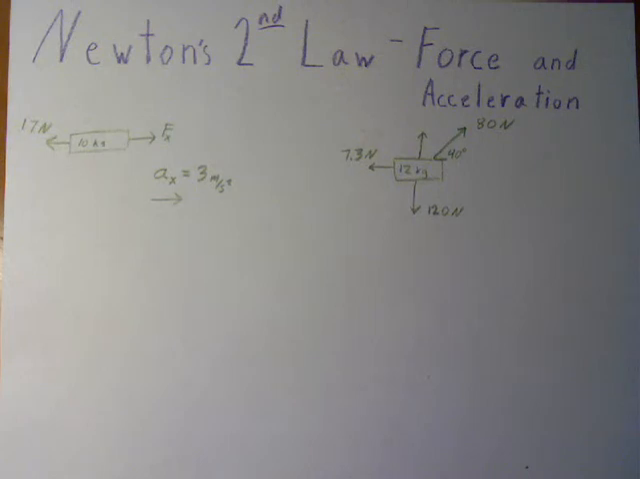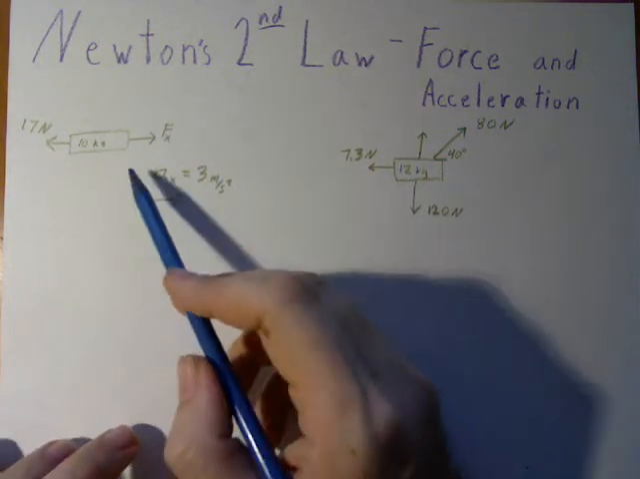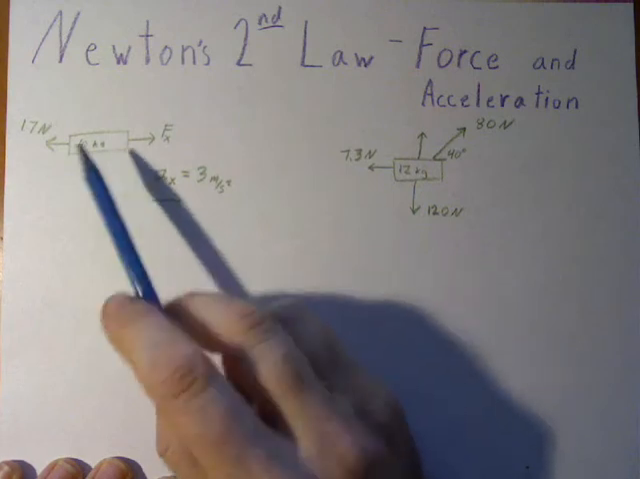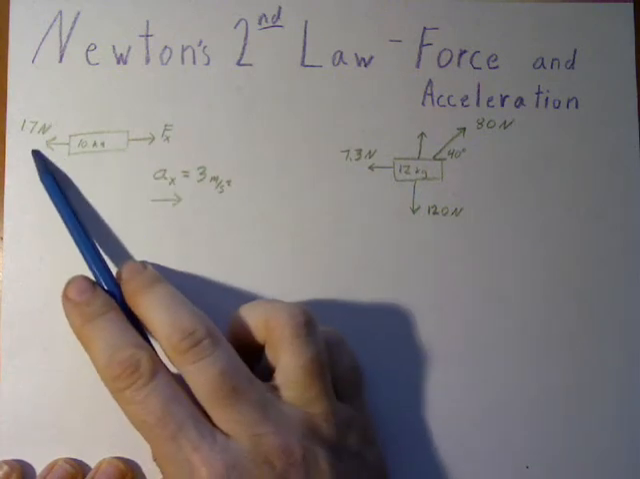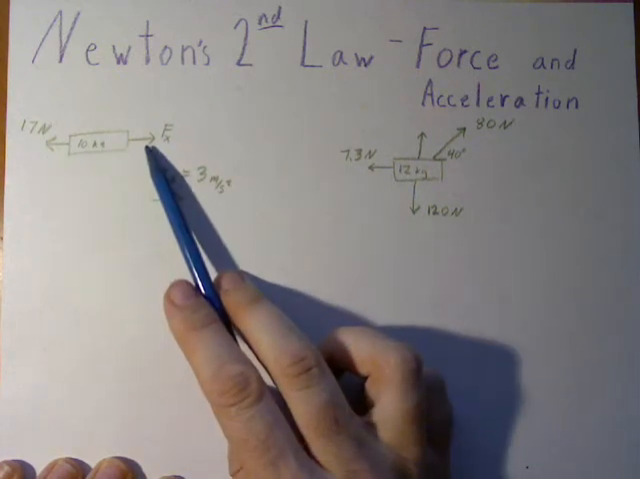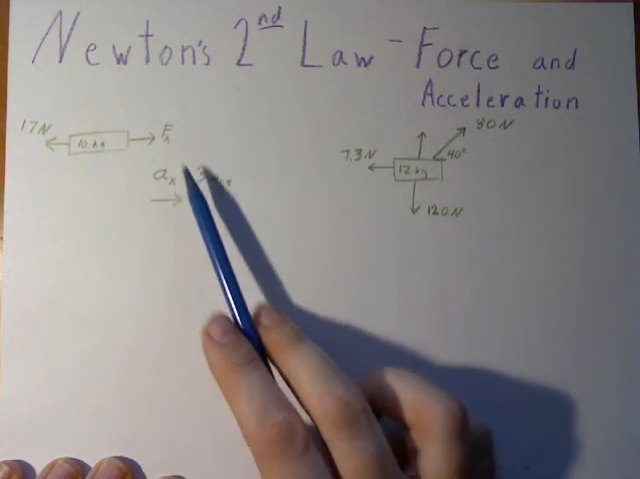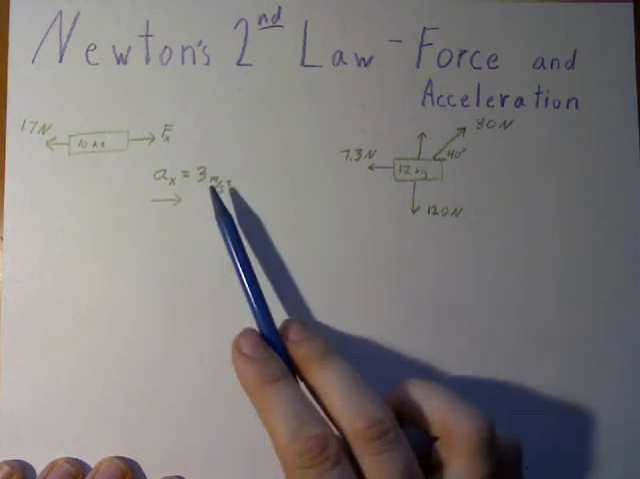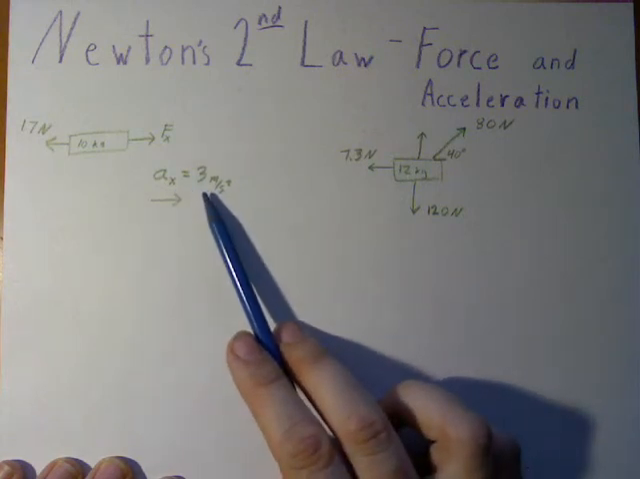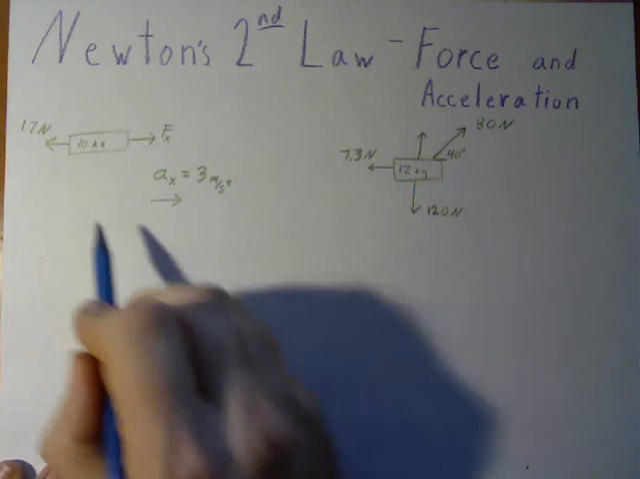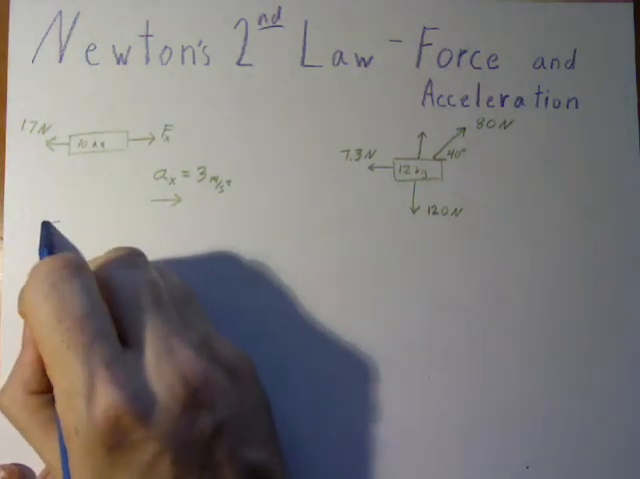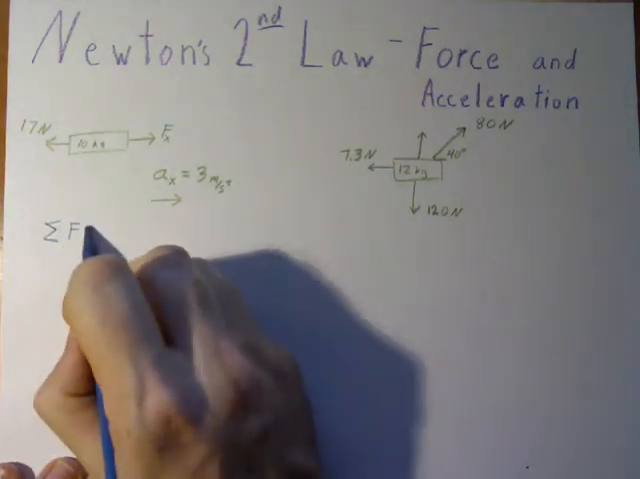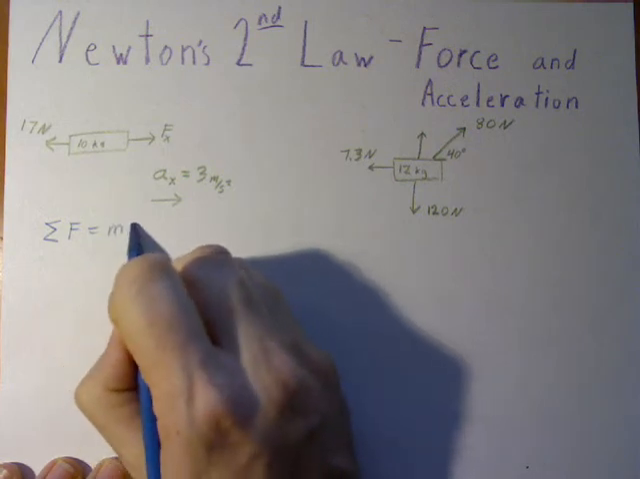In this problem, we're going to look at Newton's second law, balancing forces where we have acceleration. In this first example, we have two forces, a 17 Newton force to the left and a force to the right we simply label Fx. And we have a horizontal acceleration of 3 meters per second squared. Using Newton's second law, we can write the summation of forces equals mass times acceleration.